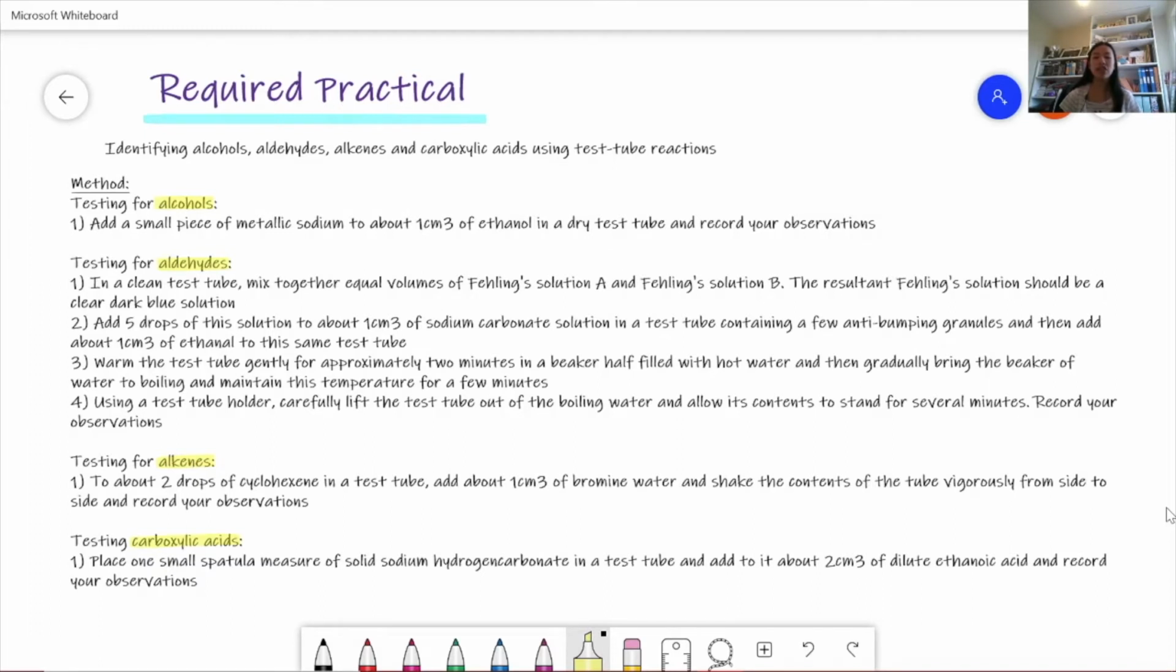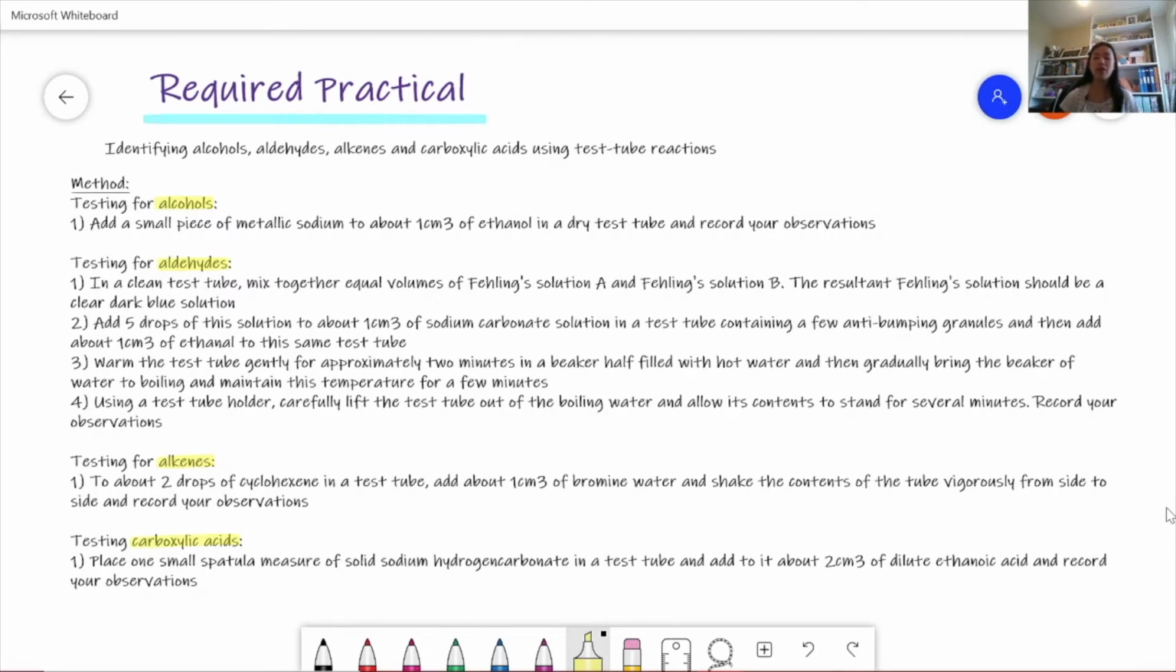We then warm the test tube gently for approximately 2 minutes in a beaker half filled with hot water or a water bath, and then gradually bring the beaker of water to boiling and maintain this temperature for a few minutes. And using a test tube holder, we carefully lift the test tube out of the boiling water and allow its contents to stand for several minutes before recording our observations.